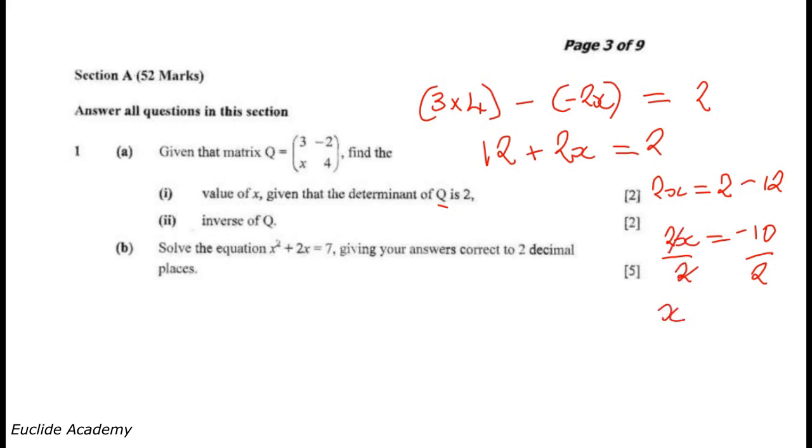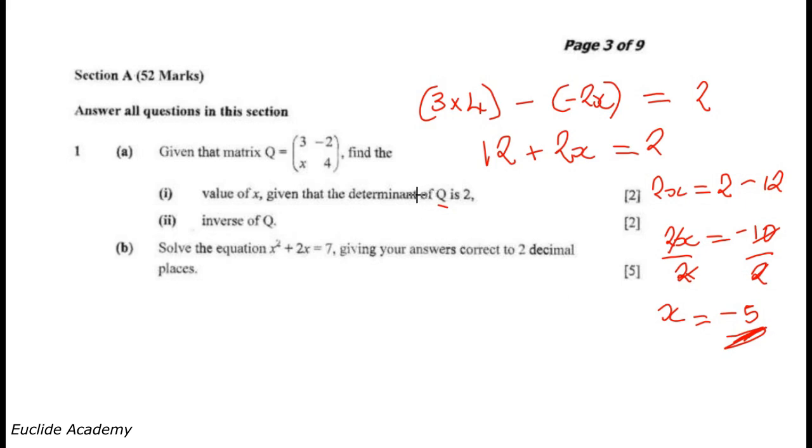So you have your x there is equal to negative 10 over 2. The answer is negative 5. So x is equal to negative 5 and that is your answer. So that is the answer for question 1a, Roman numeral 1. The answer is x is equal to negative 5.